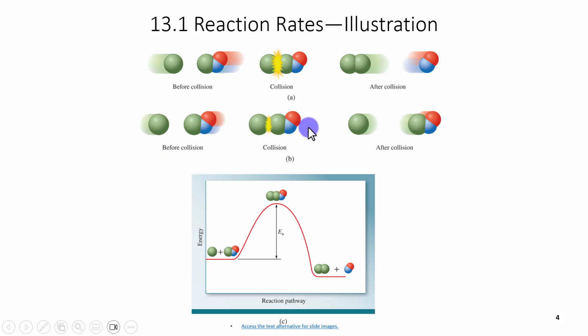So here's an example of that. Here's before my collision. They collide, but they don't collide with enough energy like here. And you can see that with this bright yellow. It's stronger than this one here. These don't collide with enough energy, and therefore I don't have a reaction that is happening. So not all collisions between reactant molecules will end up forming products.